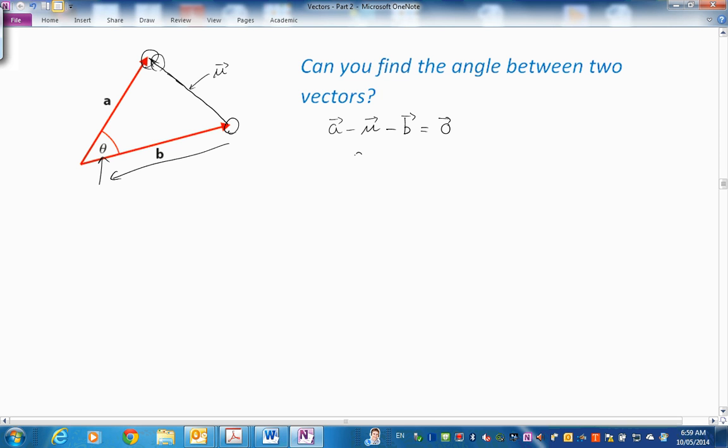Let's move u on the other side. a take b would equal u. So this side, coming back up the top here, u is actually a take b. Are we getting anywhere? Well, we've got the triangle with vectors around it. How do you find an angle in a triangle like that? What are the two options, do you think? No right angle, there's a clue. What are the two ways of working out that angle?